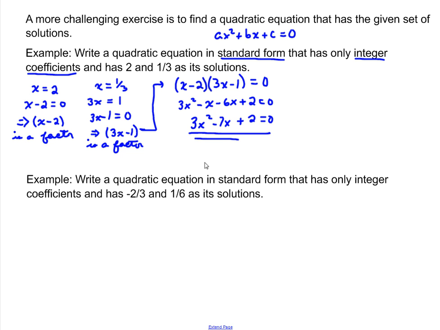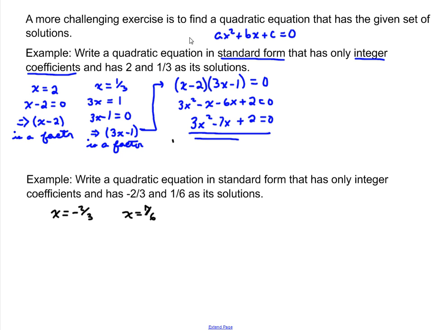Okay, so if our goal is to find standard form equations that have only integer coefficients, and we have a fraction as a solution, we need to eliminate those fractions in order to do this. So let's try another one. This time we've got 2 zeros, 2 solutions, that is, x equals negative 2/3 is one of those solutions, and x equals 1/6 is the other. All right, so how should this one work out?